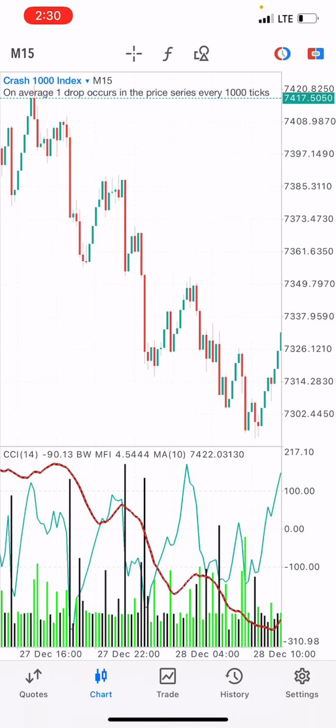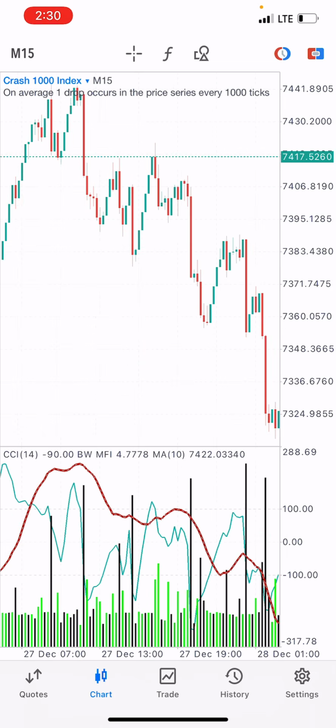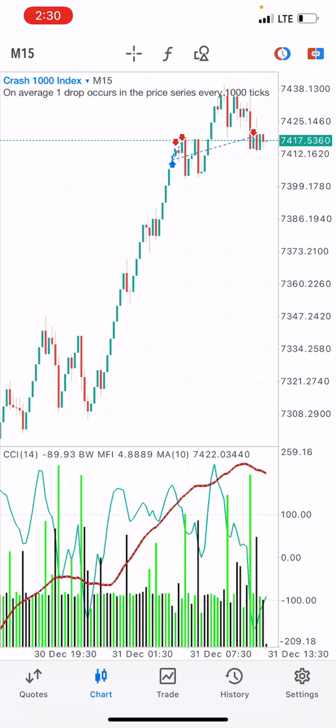So these are simple techniques that you need to understand and make money. So this strategy works for crash, boom, all the crash and boom indices. It is very powerful, guys. You can use it to make real money for yourself.